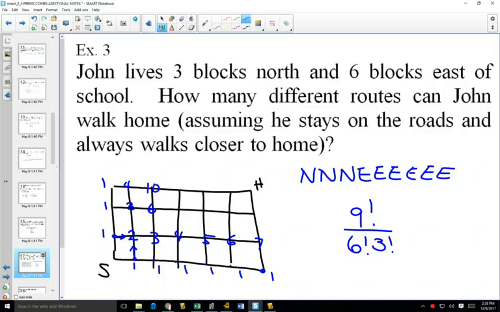4 plus 6, this is 10. 6 plus 4, 10. 10 plus 5, 15. 21, 28, 20, 35, 56, 84.